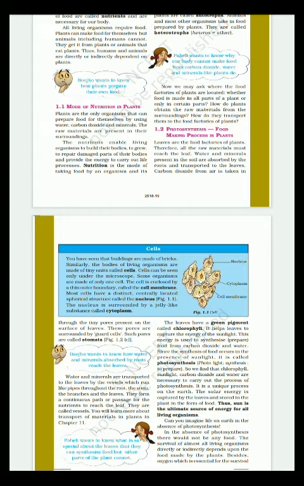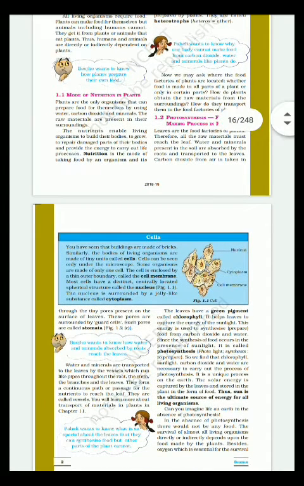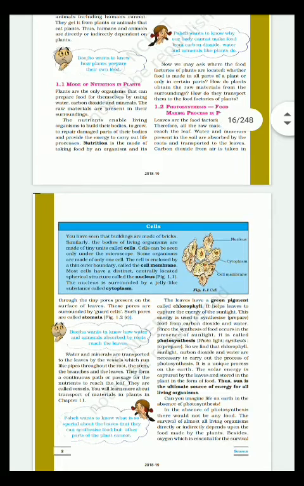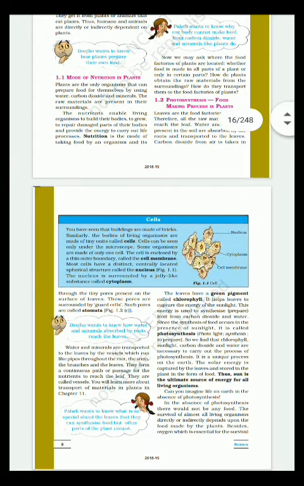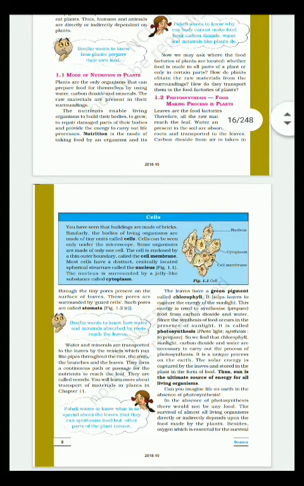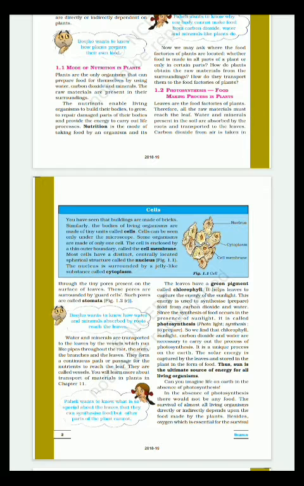In the chapter on cells, we have seen that buildings are made of bricks. Similarly, the bodies of living organisms are made of tiny units called cells. Cells can be seen only under the microscope. The microscope picture is given in figure 1.1: the cell, the nucleus, cytoplasm, and the cell membrane.